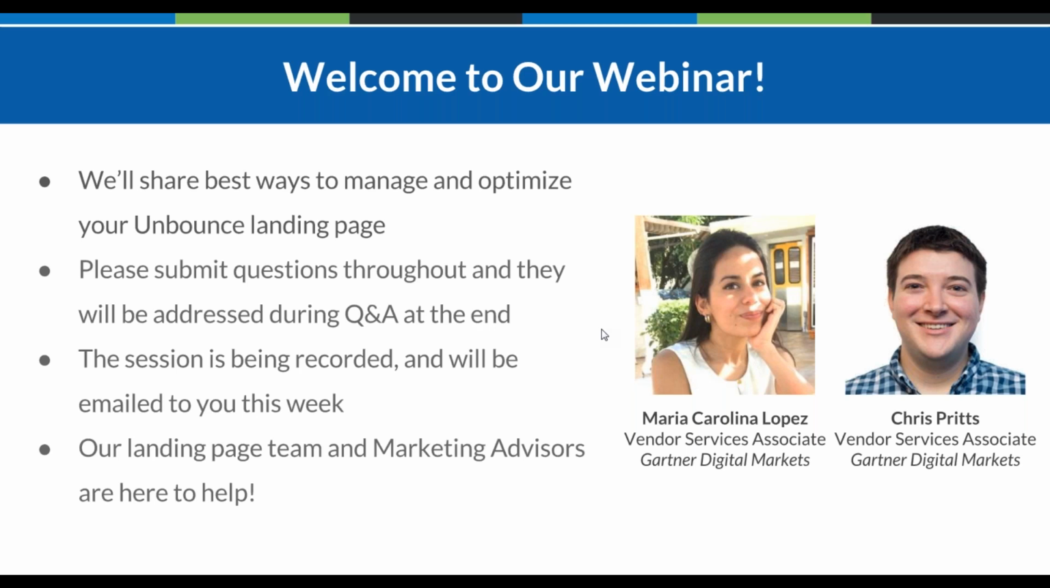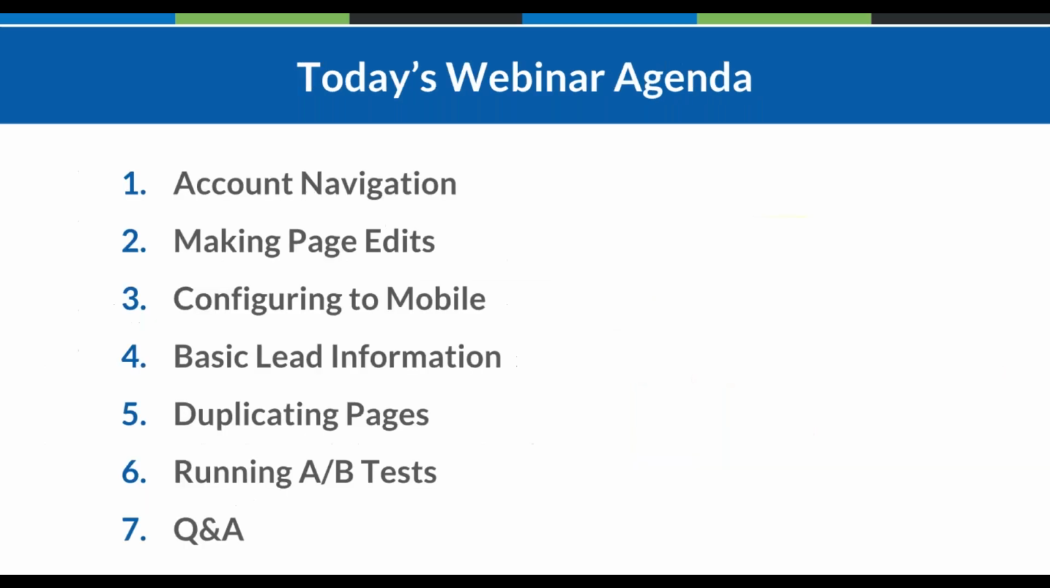So for the agenda for today, we're going to be going over basic account navigation within Unbounce, how to make basic edits to a landing page, how to configure the page for mobile, how to view basic lead information, running A/B tests, and how to duplicate a page for other PPC campaigns. And then we'll be taking some questions at the end. We are going to be running through things a little quickly since there's a lot to go over, but there will be a recording of this presentation.